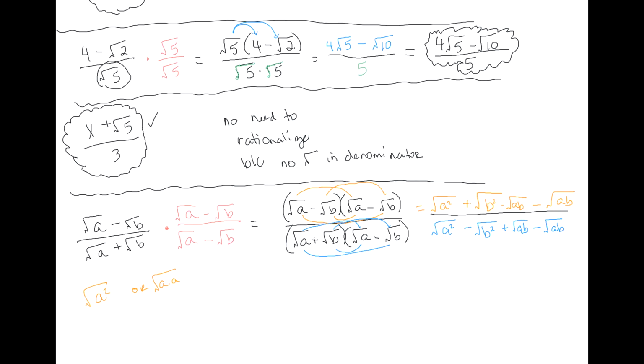Now we'll combine where we can. This will come out and this will be just an A. This will come out and be just a B. This is now the same AB and a minus, so it's minus 2 of the square roots of AB, because there's an invisible one here, and an invisible one here also.